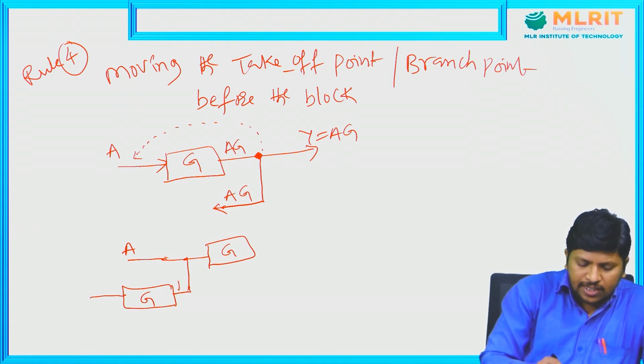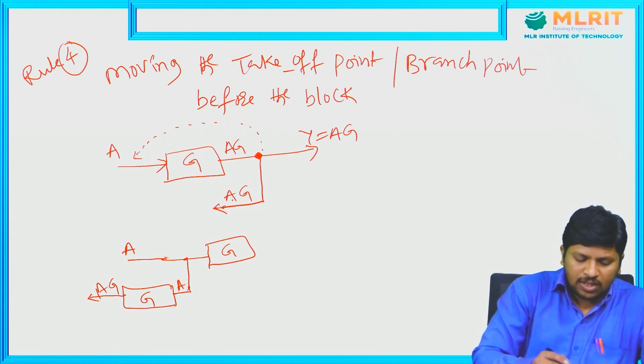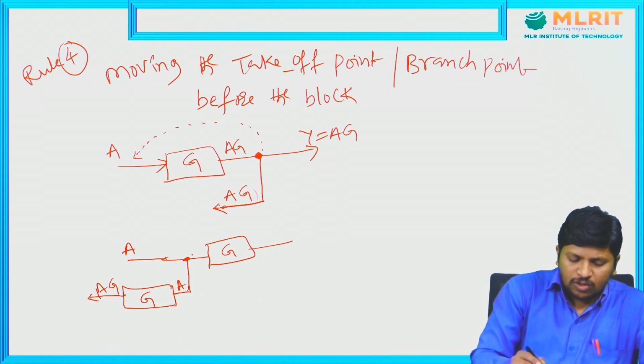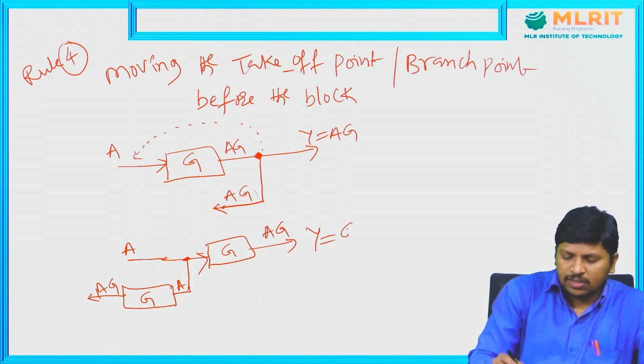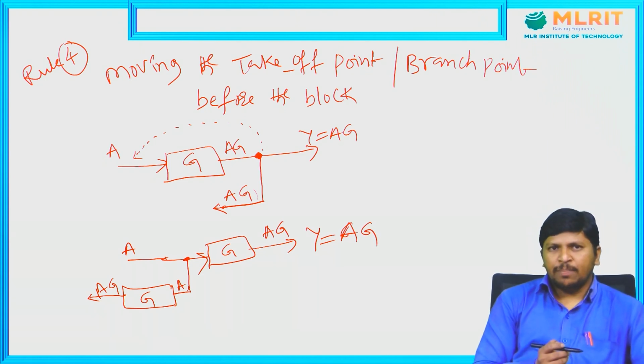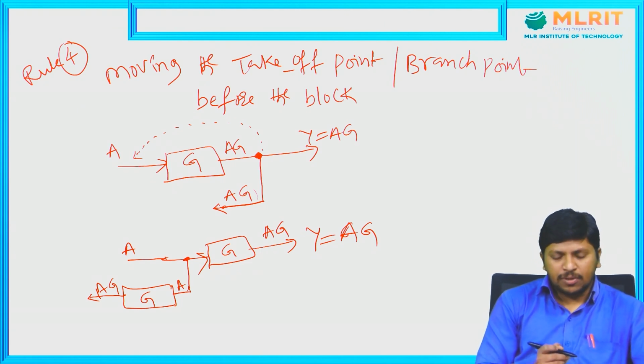So here A, same signal, and here what is the output? AG only, right? Same. Here also AG. After the block, before the block moving also, we get in take up point AG only. Here also AG, and here also AG, right? Same. Here the output is what? AG. Output is AG. There is no change, right? Same. So this rule also is applicable for the reduction of the block diagram algebra, right?